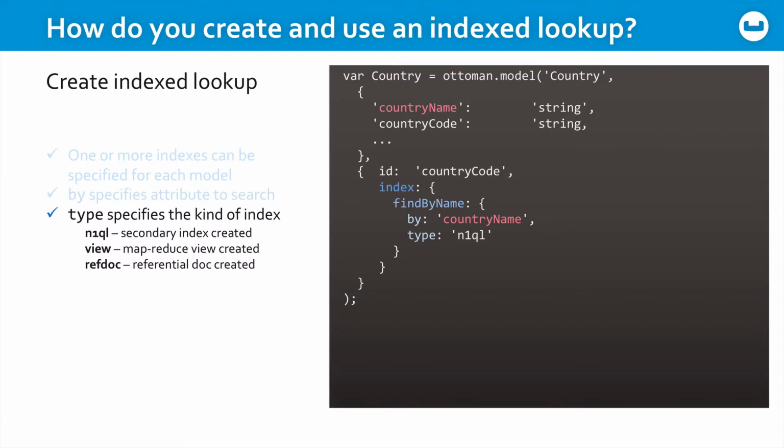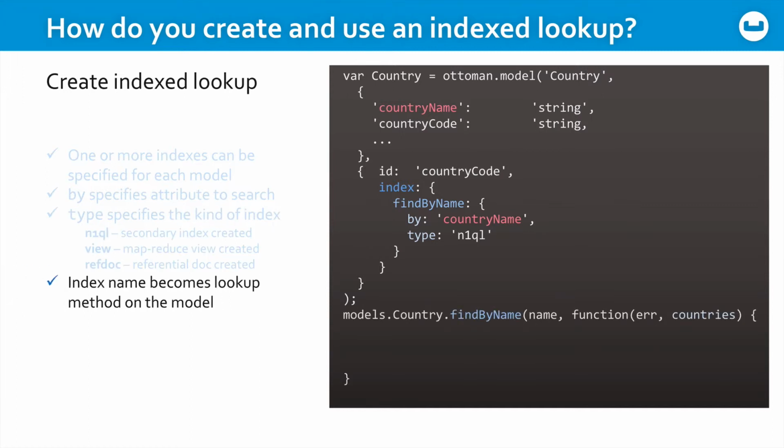A nickel index would create a secondary index using the query engine of your Couchbase server. The view index would create a MapReduce view in your Couchbase server, and refdoc would cause reference documents to be added to your bucket to create this relationship. In this course, we're focusing on creating nickel secondary indexes because it is the most flexible and powerful technology available for indexing in Couchbase. Once you've created this indexed lookup, it's then exposed as a new method of the model.